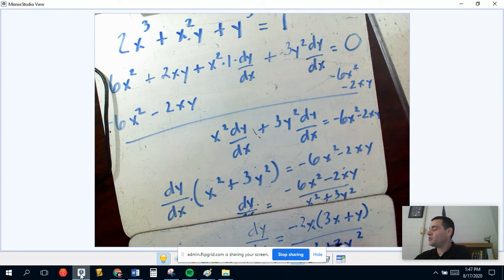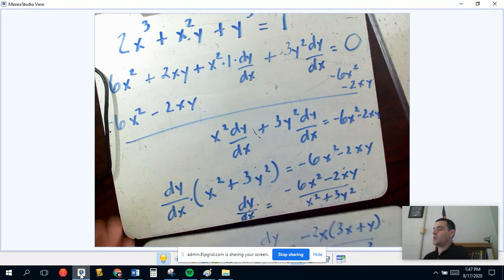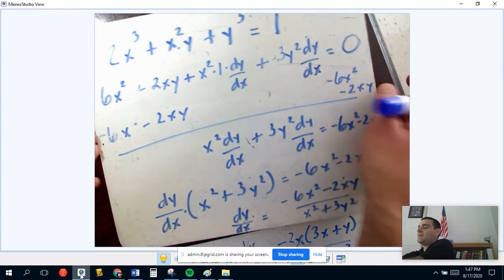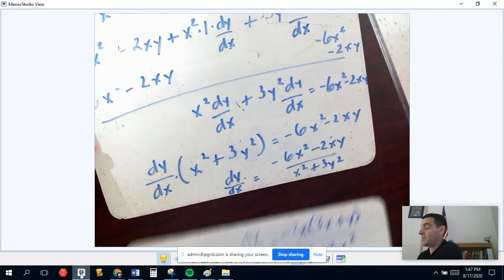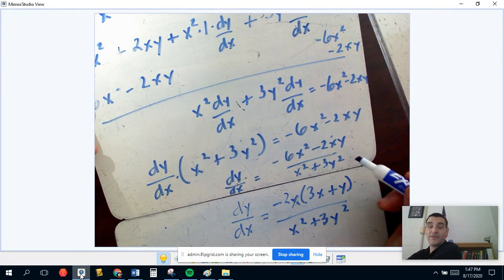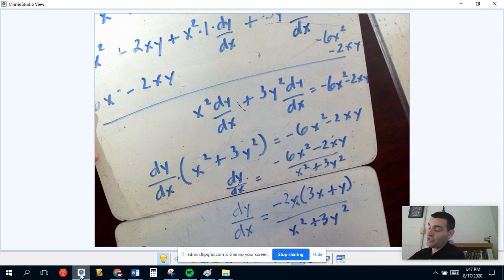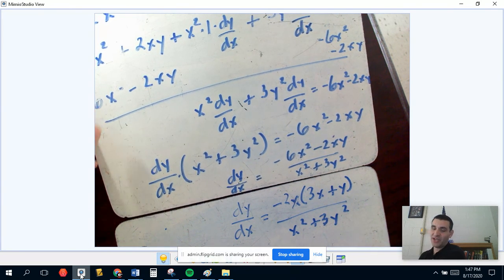So I'm not saying that you absolutely have to go to this very last step. You may have some instructors who say that this is sufficient, but others may insist on you simplifying to a certain point. So just be aware of that. But our final answer is usually a combination of x's and y's. But if you have a y that's hard to isolate, then implicit differentiation is the technique that's widely used.